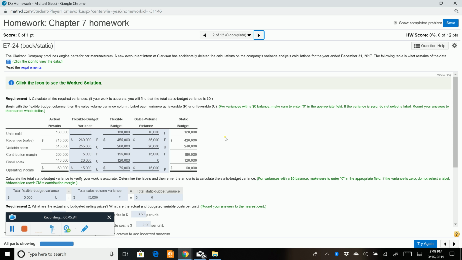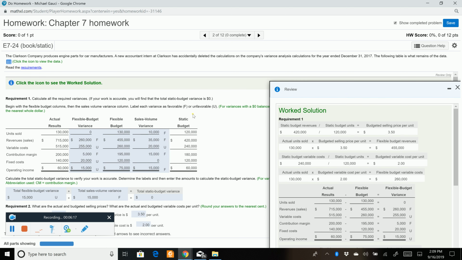Okay, and basically what we have here is pretty much the same. You can see the author was giving us our actual results in the far left-hand column. In the far right-hand column was the static budget. But in this case, we had a new accountant intern. They were very nervous. They started their first day on the job, and they accidentally deleted the calculations in this variance analysis. You can imagine how embarrassed they must feel. But basically, because the first column and the last column were not deleted, we can still figure out the middle part, which is the flex budget. Okay? All right, and so basically this is the way it works.